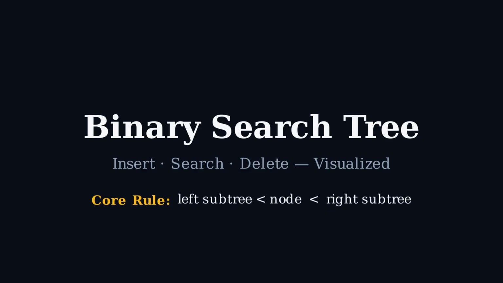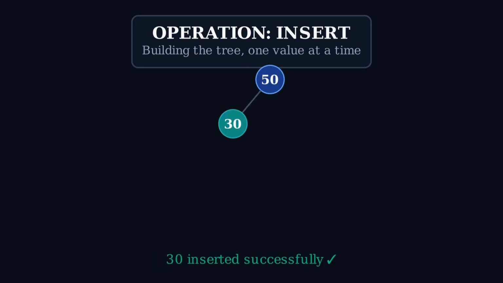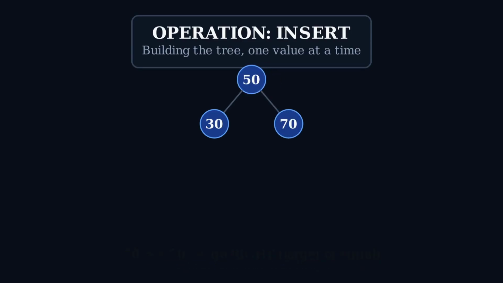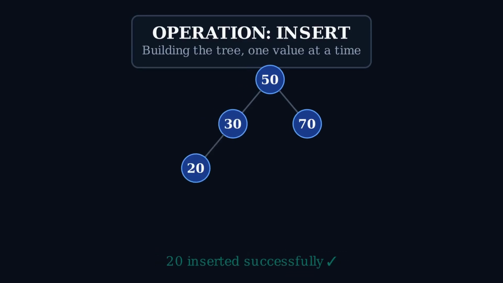A tree is a hierarchical data structure. It starts with a single root and branches downward into nodes. Every node has one parent, except the root. Nodes with no children are called leaves. A binary tree allows each node to have at most two children, a left child and a right child.